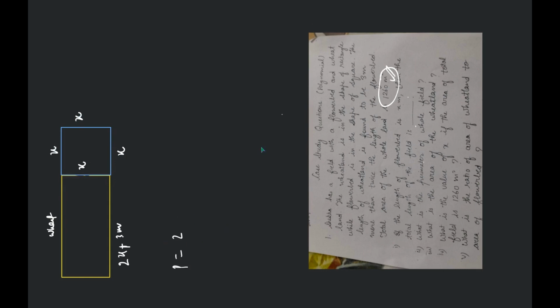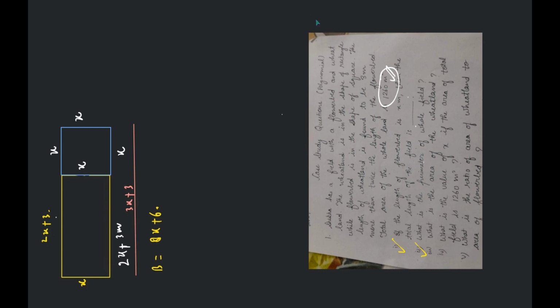Now you have calculated. Tell me, the first answer, the breadth, how much did you calculate? 8x plus 6. Good. And now the second part, did you calculate the perimeter of the whole field? No. Okay, don't worry. This is x and this is 2x plus 3. The length will be how much? 2x plus 3 plus x, that is 3x plus 3.